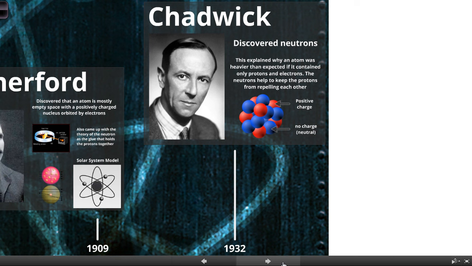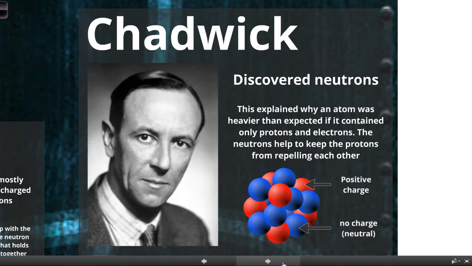Lastly, we've got Chadwick in 1932. So he finally discovered the neutron. Rutherford had come up with the idea that there must be something holding the protons in place. The discovery of the neutron also explained why an atom was heavier than it would be if it only contained protons and electrons. So the neutrons had mass; they contributed to the mass or the weight of the atom. But they didn't have any charge. They're not positive or negative.